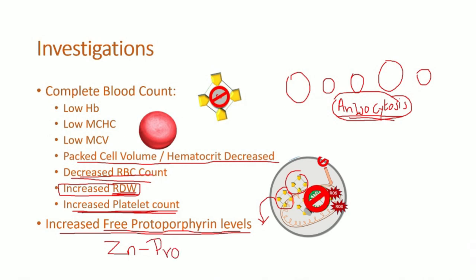What's that? When iron is not there, when the amount of iron is reduced, what will happen is that in the center of the free protoporphyrin ring, rather than iron, zinc will incorporate into the center of the free protoporphyrin ring. So not only will there be increase in free protoporphyrin level, there will be increase in zinc protoporphyrin levels.